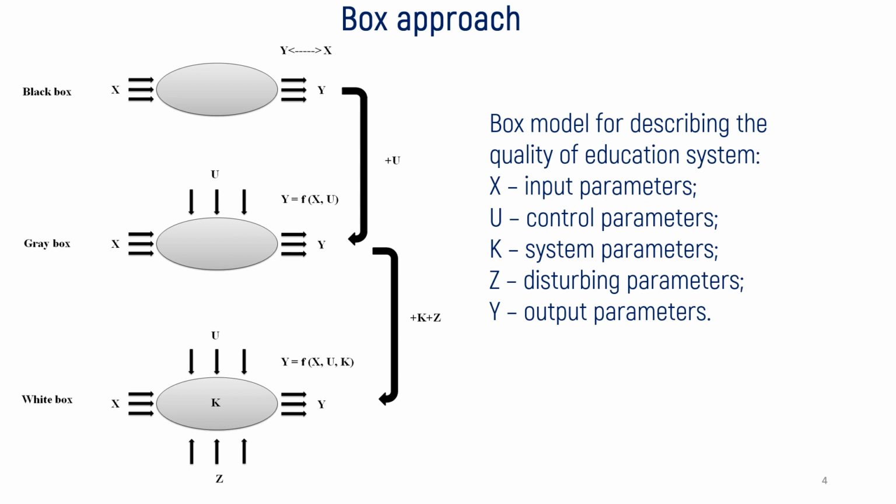The best way of description for the dynamic system quality of education certainly is a white box, but sometimes we do not have enough input parameters, control parameters, system parameters, as well as disturbance parameters. In this case, we need to solve this problem and go to the white box approach. This is the best way, as I said before.